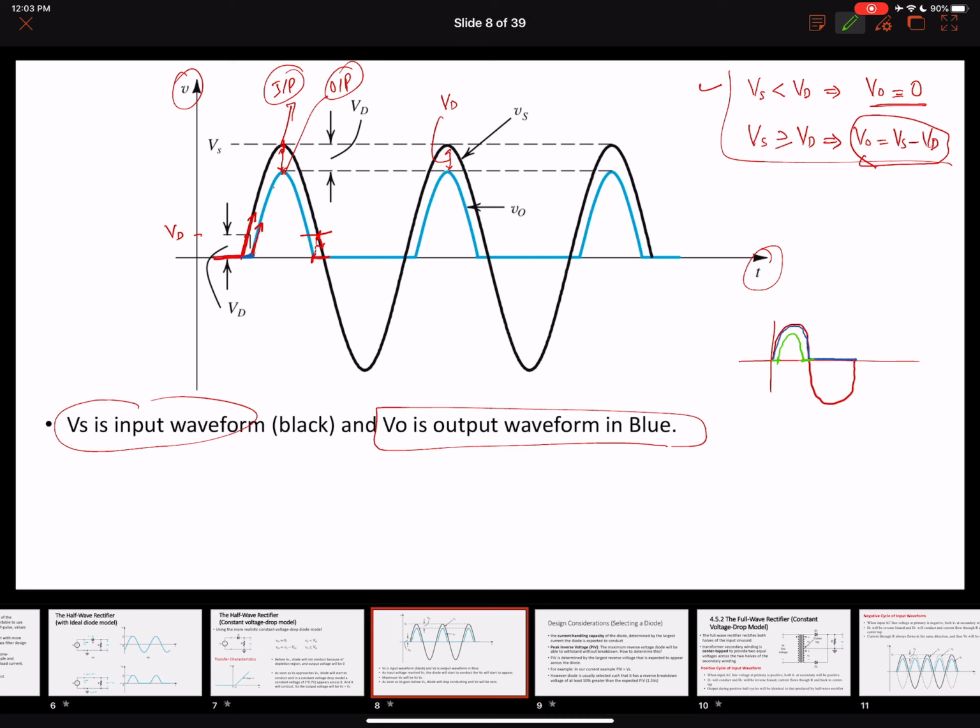So that is a much more realistic case, because the constant voltage drop model very closely relates to the exponential model, which is a real model of a diode. Okay, so this is what we discussed.